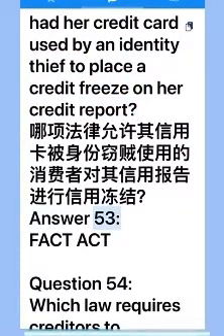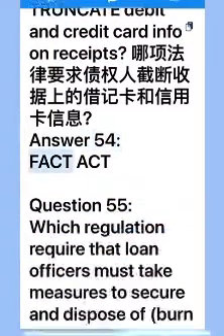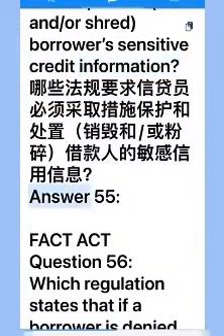Answer 53. FACT Act. Question 54. Which law requires creditors to truncate debit and credit card info on receipts? Answer 54. FACT Act. Question 55. Which regulation requires that loan officers must take measures to secure and dispose of, burn or shred, borrower's sensitive credit information? Answer 55. FACT Act.